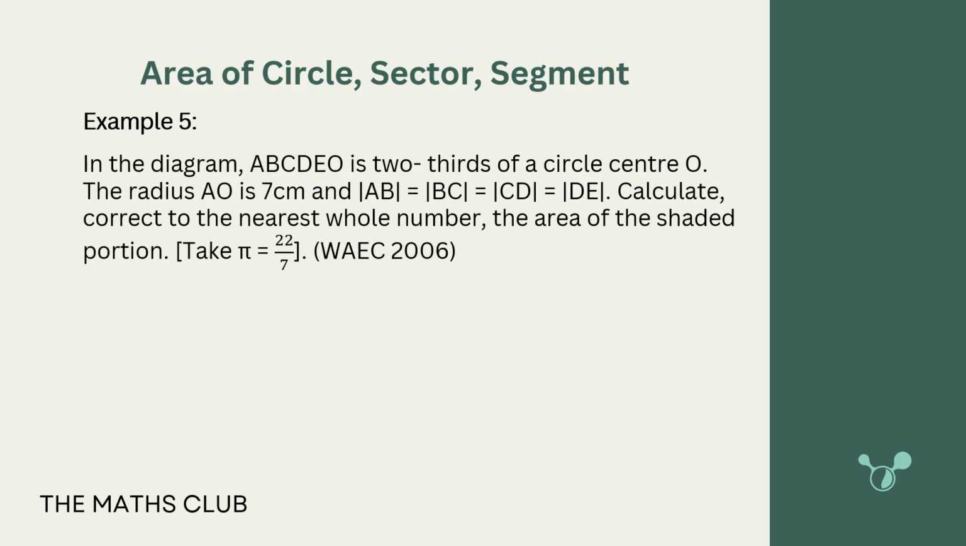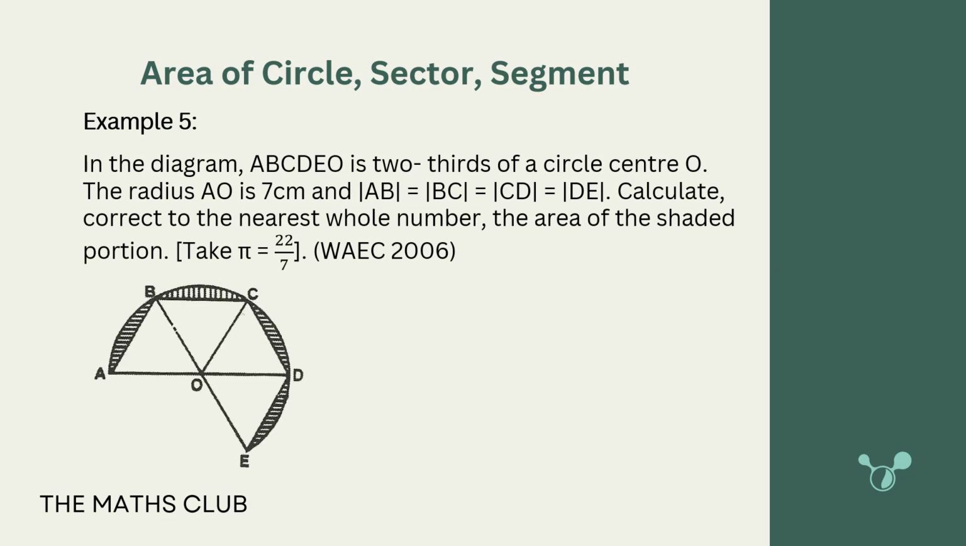Great. Example 5 now says that in the diagram, A, B, C, D, E, O is 2/3 of a circle, center O, right? AO is 7 centimeters and AB is equal to BC is equal to CD is equal to DE. We should calculate, correct to the nearest whole number, the area of the shaded portion. Take pi to be 22 over 7. This is taken from WAEC 2006. I want you to pause the video and try it out yourself. Welcome back. Let's look at it together.